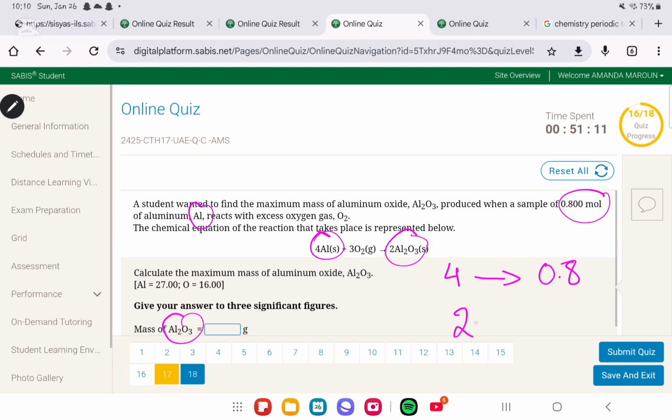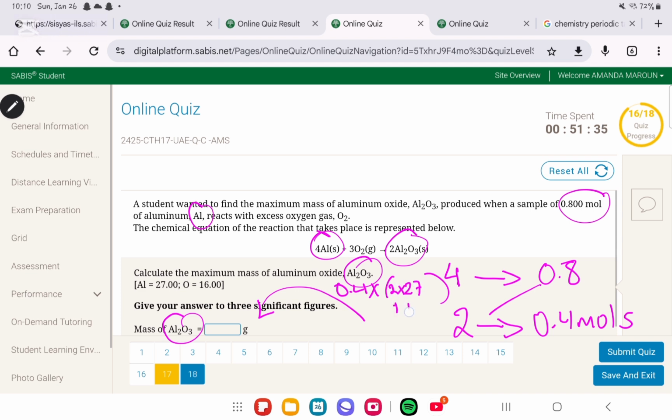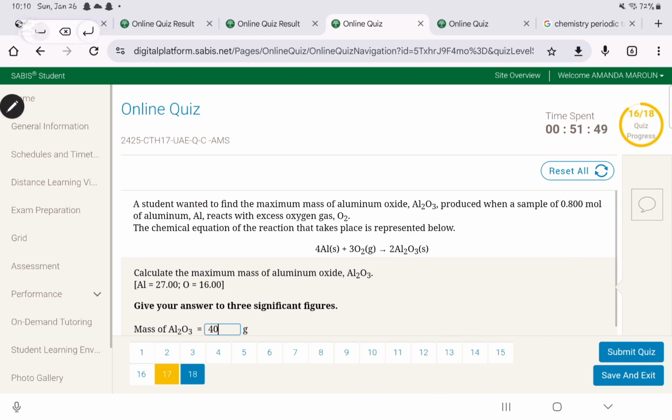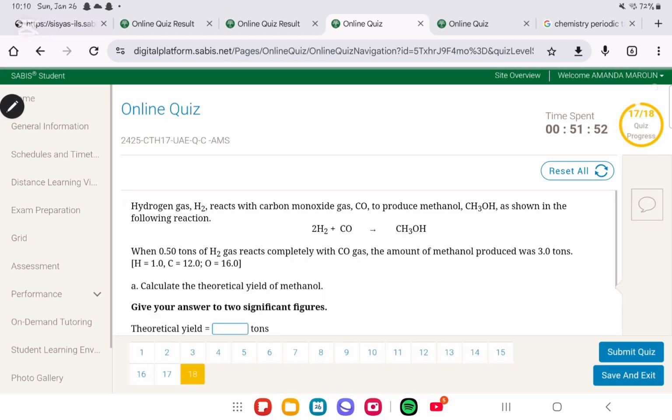So that means 2 moles of Al2O3 is going to become what? We do cross multiplication. So 2 times 0.8, which is 1.6, divided by 4 will give us an answer of 0.4 moles. So now to find the mass, we're going to take the 0.4 moles and multiply it by the molar mass of Al2O3, which is 2 times 27 plus 16 times 3. So 0.4 times (2 times 27 plus 16 times 3), we are going to get an answer of 40.8. So this is 40.8 grams. Moving on to the last question.